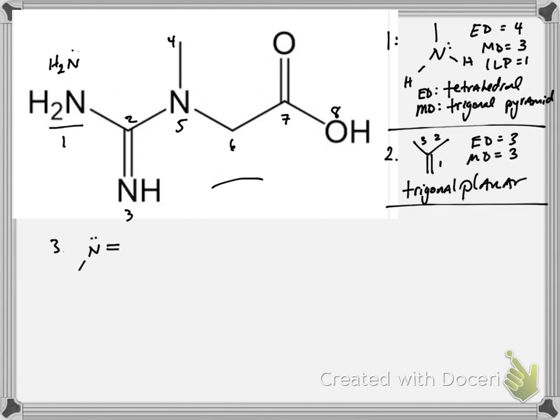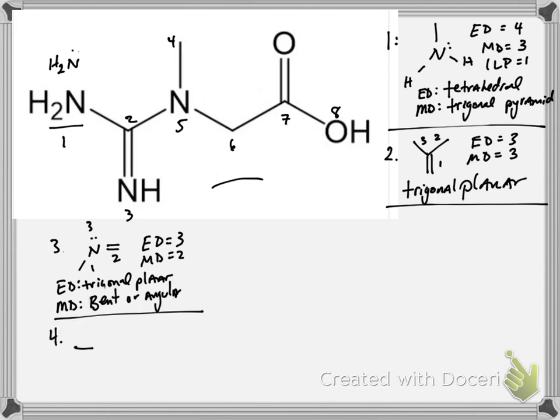All right, so we go through 3. 3 is also 3 domains. Remember, the double bond is just 1 domain. A lone pair is 1 domain. So this is also an electronic domain of 3, but a molecular domain of 2. So this would be electronic domain trigonal planar, molecular domain bent or angular.